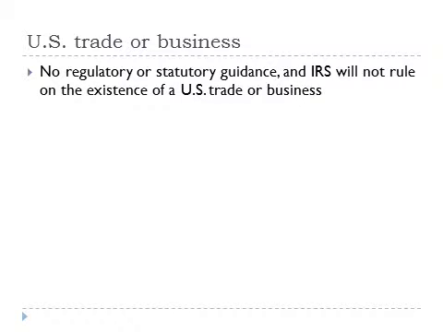There's no general statutory or regulatory guidance to tell us whether a U.S. trade or business exists, and the IRS will not issue a ruling as to whether a U.S. trade or business exists. As discussed in a later slide, Section 864 provides guidance on the existence of a U.S. trade or business involving the performance of personal services, but that guidance is not helpful for determinations relating to other types of businesses.